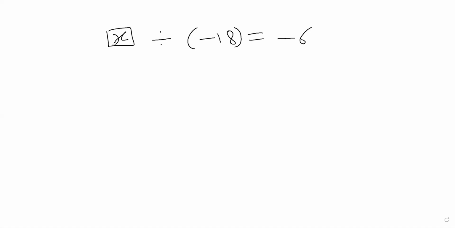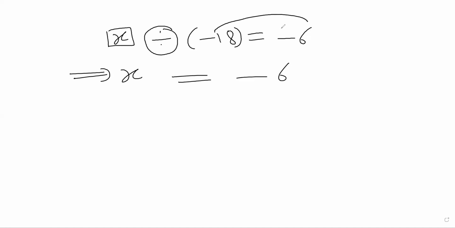Sir, I cannot understand this one. Okay, I will explain. Now here x is to be here only. Now here it is minus 6, this will be here only. Now this division sign is there. Now if minus 18 goes this side, then this division will become multiplication and then multiply minus 18. Now how are you telling that?